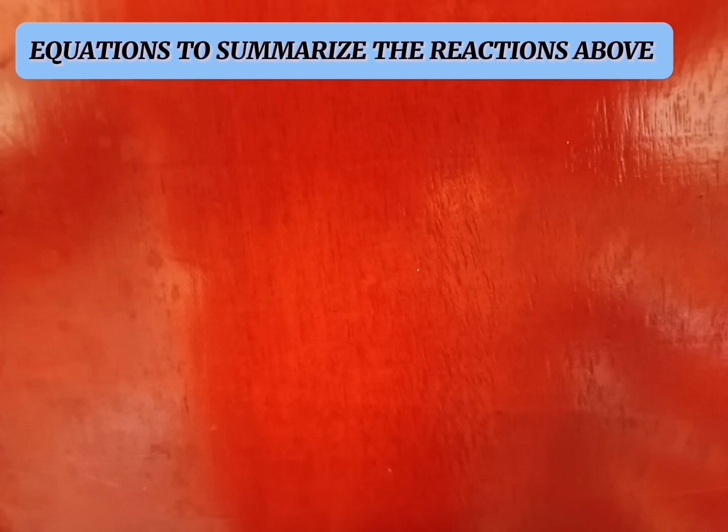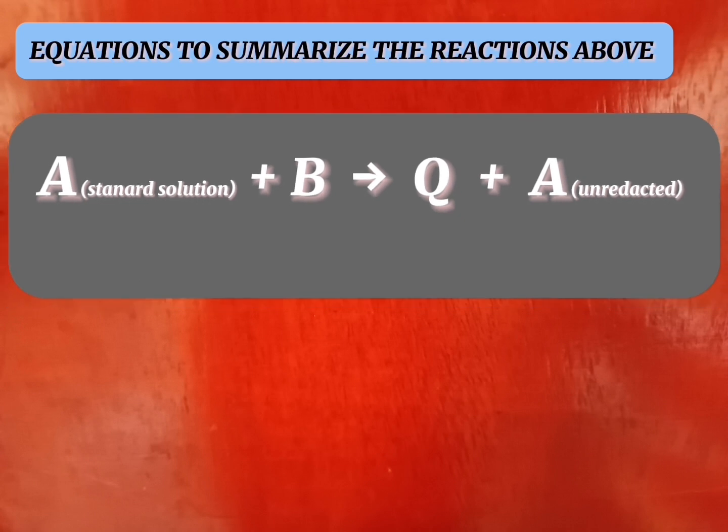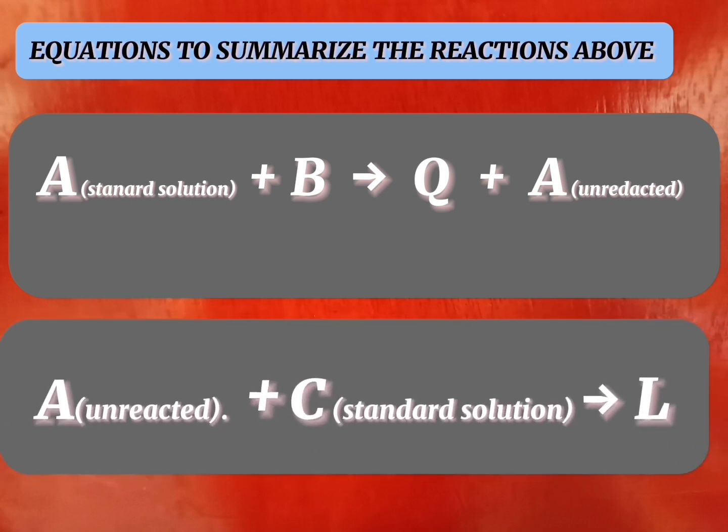Equations to summarize the reactions above. Substance A, standard solution, reacts with the substance B to give products as substance Q plus unreacted substance A. Unreacted substance A reacts with another standard solution C to give product L.